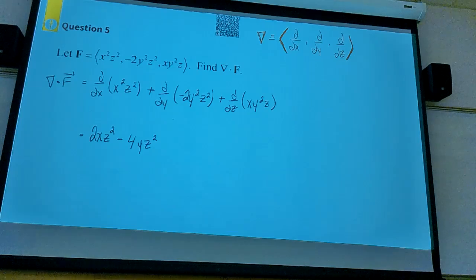4yz squared, and then plus xy squared. Measure divergence.